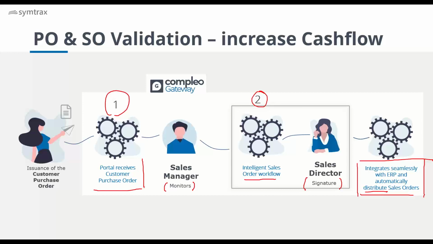So we're saying, yes, there has to be some manual steps involved, and we need to make sure that no documents are lost, that sales managers are involved, and where necessary, sales directors are also involved as well. But as you can see from the cogs here, Compleo Gateway can make sure that this process is as streamlined as possible without making it 100% automated, right? Which is essentially what EDIs propose, right?